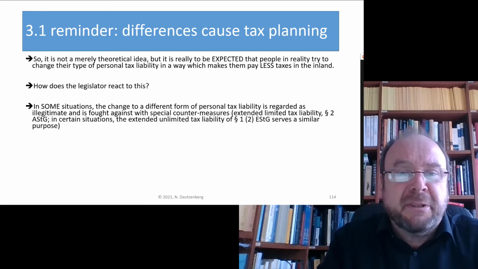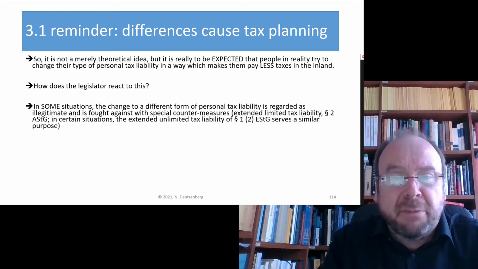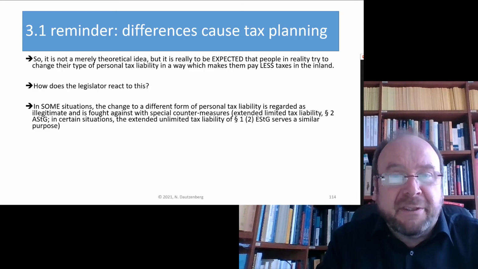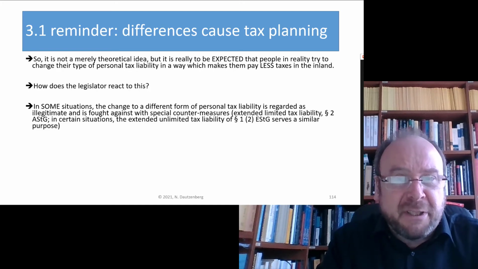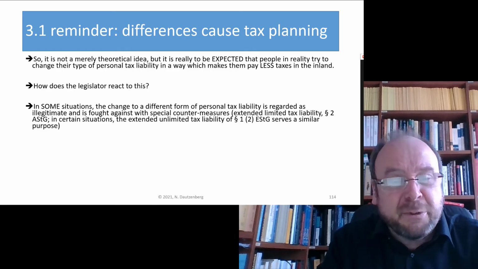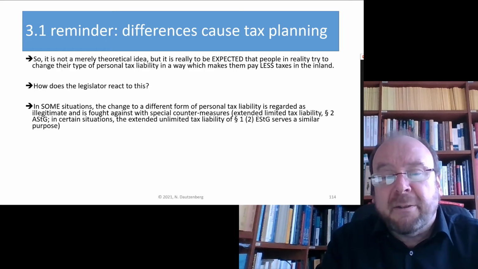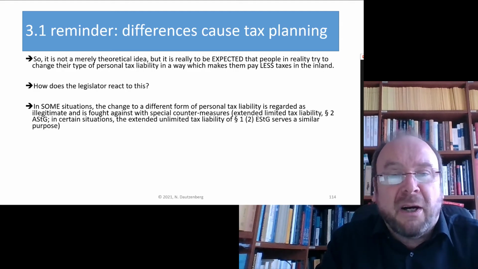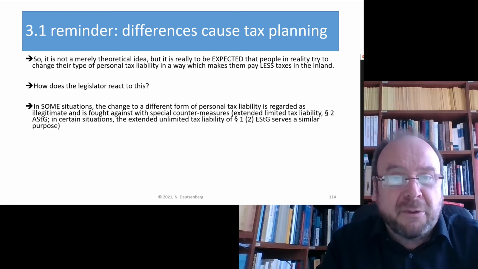Also, becoming a limited tax liability payer, not also, but in certain situations, limited tax liability might be regarded as a kind of artificial behavior just because of the tax difference. And the strange consequence in Germany has been we do not remove the differences between unlimited and limited tax liability, which cause that problem, but they introduced a special countermeasure legislation for people who are suspected of having become limited taxpayers only because of tax reasons.